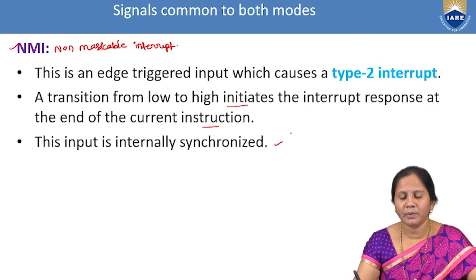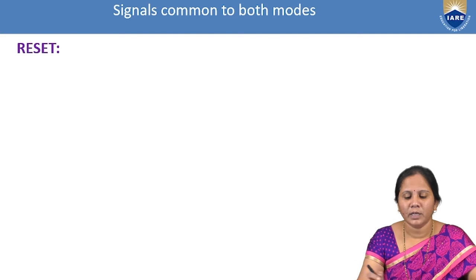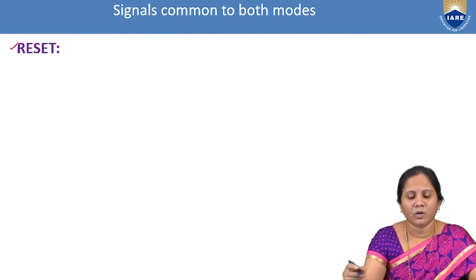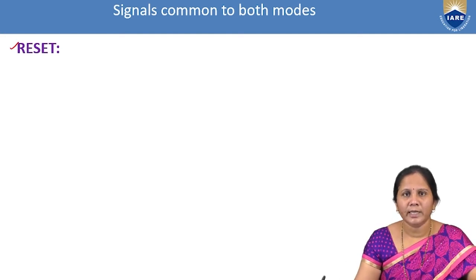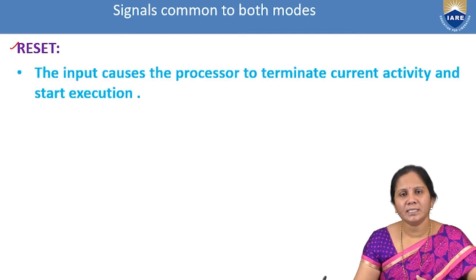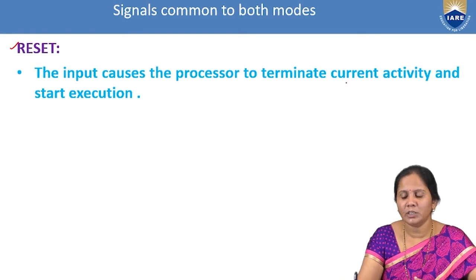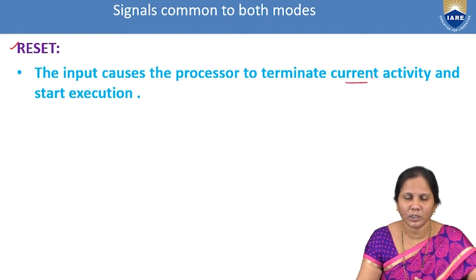Here this interrupt will be internally synchronized. Now coming to the next common mode signal, it is reset. It is an active high signal. When this reset signal is activated, the 8086 microprocessor will get reset. Getting reset means it terminates the current activity, whatever it is doing, and again starts execution from the beginning once this reset signal is activated.